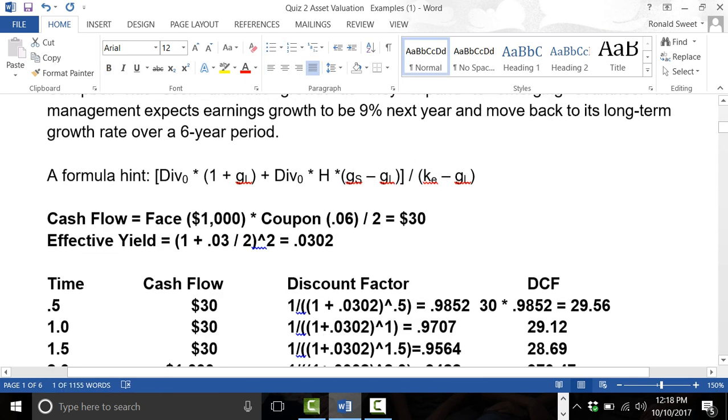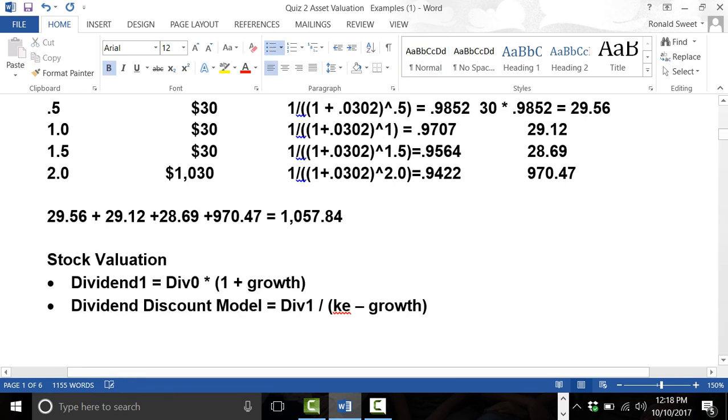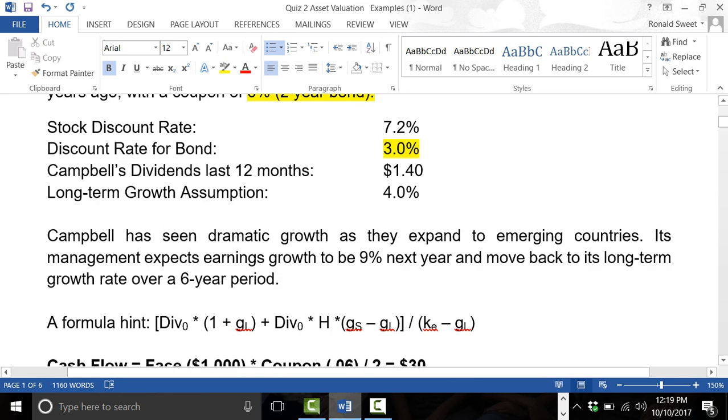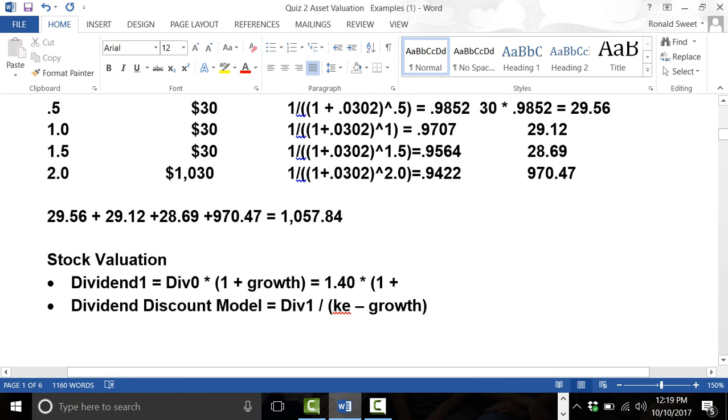That's $1.40, so dividend 1 is going to equal $1.40 times 1 plus our growth rate. If you go back to the assumptions, our dividend is $1.40. Our long-term growth is 4%, so we increase that by 4%. That will give us how much our dividend is expected to be next year, which is, I'm not going to round it here, 1.456.